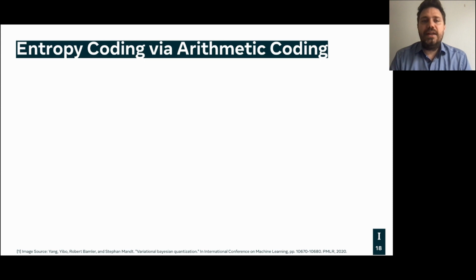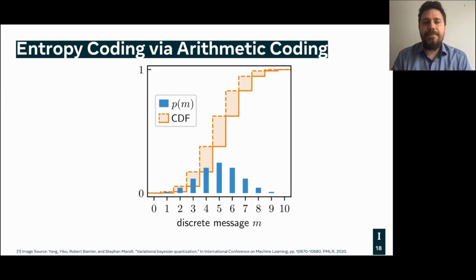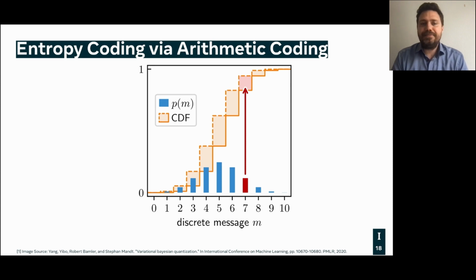To make entropy coding a little less abstract, I want to explain it based on the popular so-called arithmetic coding technique. And to this end, consider the following probability distribution over 10 possible events. And the first thing we do is we compute upper and lower cumulative probabilities, here shown in dashed and solid orange. Now, to encode an observation, here 7, we would then look up its upper and lower cumulative probabilities. And those values define a subinterval of the interval 0 and 1. And every number in this interval uniquely characterizes the observation.